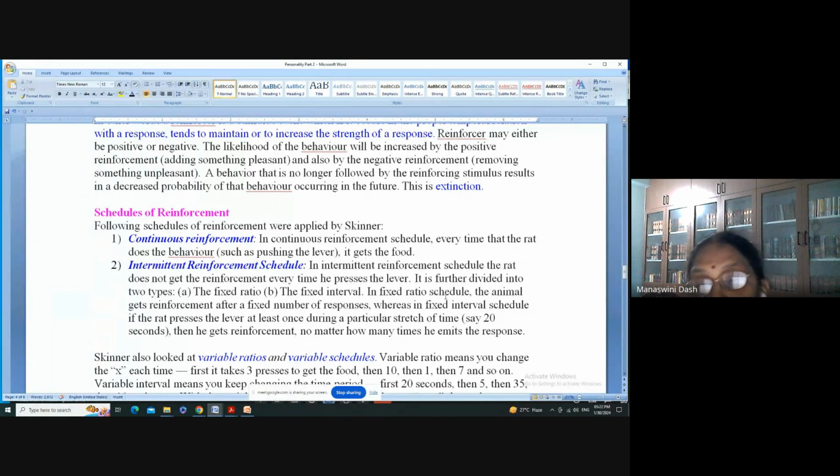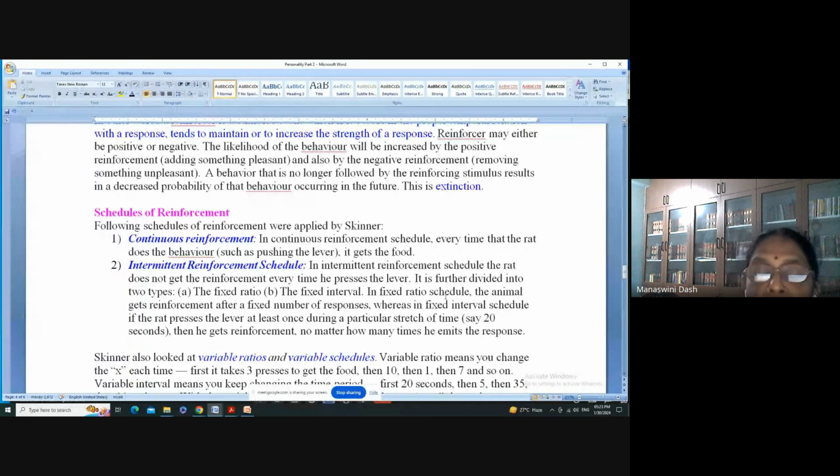Whereas in fixed interval schedule, if the rat presses the lever at least once during a particular stretch of time, then he gets reinforcement, no matter how many times he emits the response. So after a fixed interval of time, the animal gets the reinforcement.